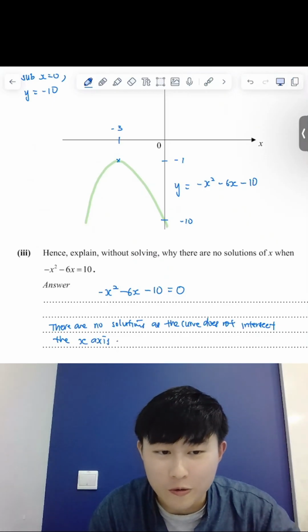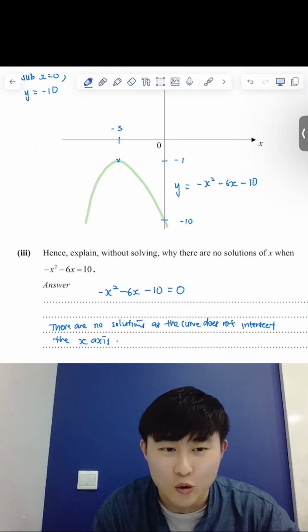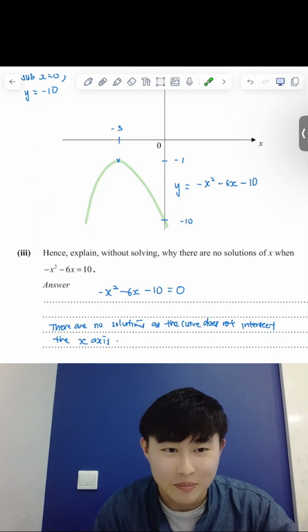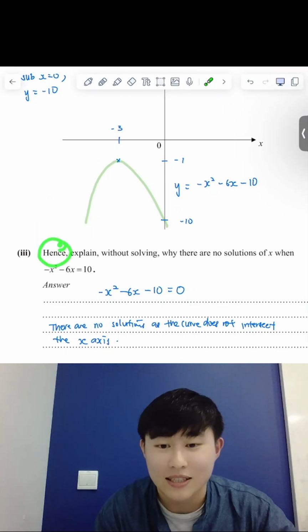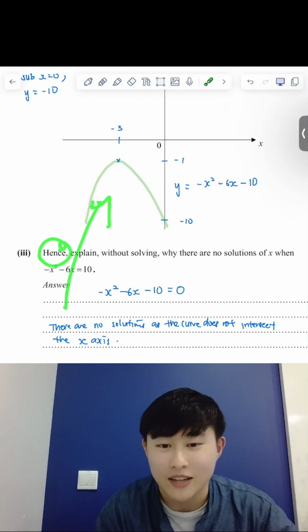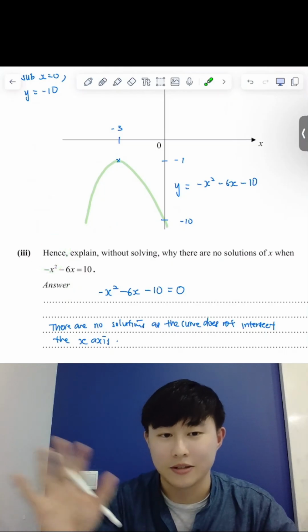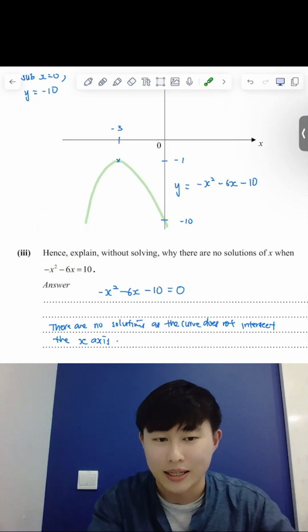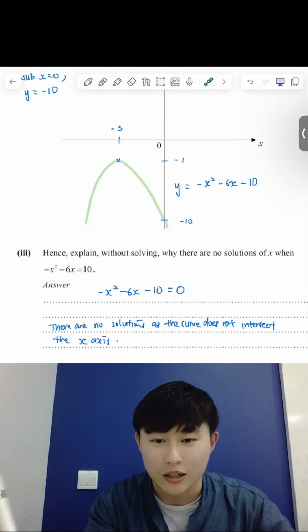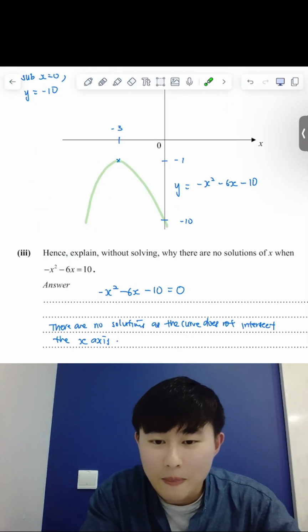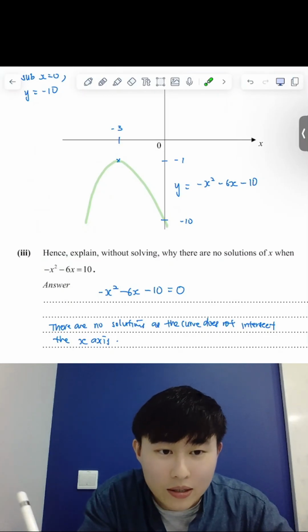What if I write no real roots? You can, but I'll mark you wrong. You know why? Because of the word hence. So you must use the graph. If you write no real roots but don't mention the graph, you won't get the marks because of the word hence. Unless this question has no hence, they just say explain. Then maybe I will give you the marks, but you are using the graph, and you never mention it, you just say no real roots.